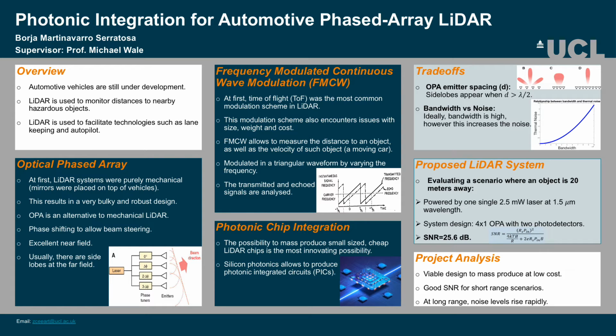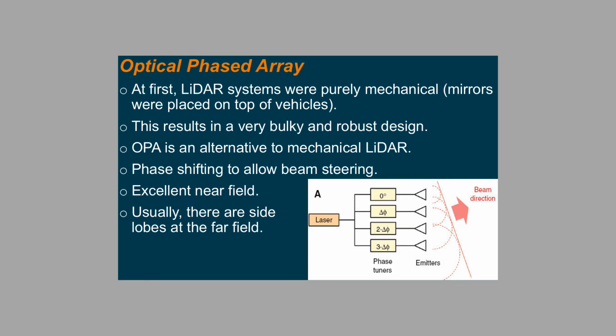So now I'm going to talk about the theoretical aspect of my project. Firstly, optical phased array implementation. Firstly, LiDAR systems were purely mechanical, so they were composed of basically mirrors placed on top of vehicles in order to give a 360 field of view. However, this design is very bulky and very robust, and is not viable to sell to the general public. Therefore, another alternative to mechanical LiDAR is optical phased array LiDAR.